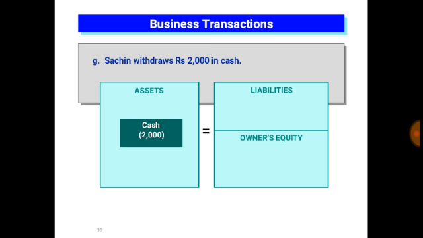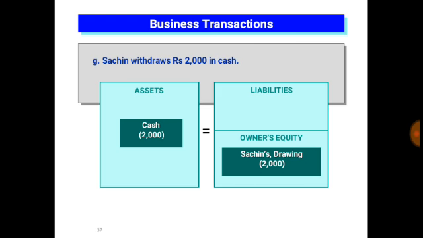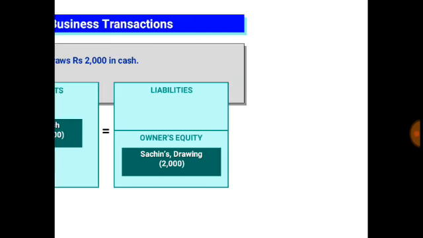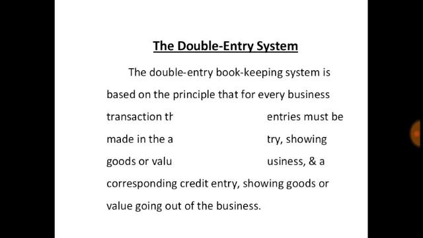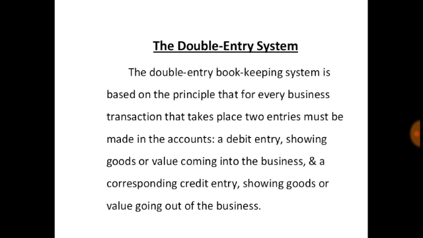Now we are talking about the double entry system. As we have discussed earlier, the double entry system is based on the principle that every transaction involves two aspects, two entries. They must be made in the accounts: a debit entry showing goods or values coming into the business, and a corresponding credit entry. For every transaction, there must be an equal amount of debit and an equal amount of credit. For this, we have to classify the accounts.